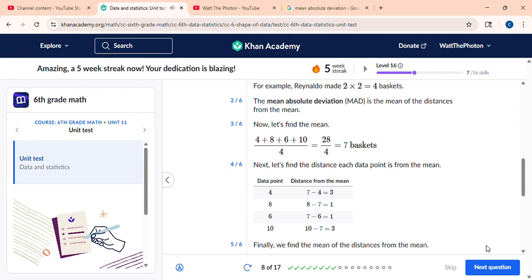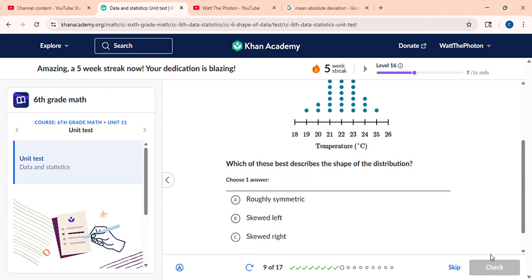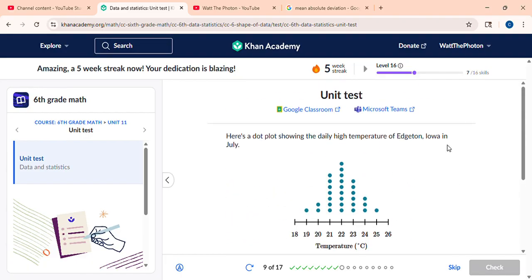So we take the mean, the delta, it's the mean of the delta of the means. So you take the average, and then find the delta between that and the data point, and find the average of the deltas. Okay. Here's a data plot showing the daily high temperature of Egon, Idaho in July.